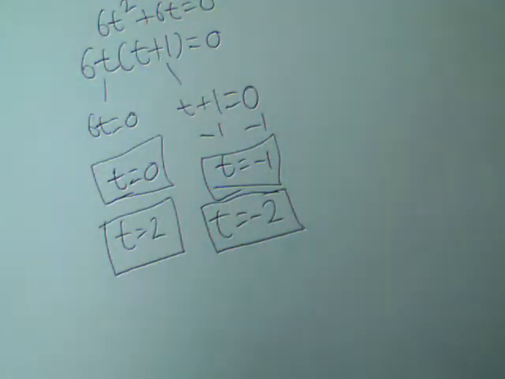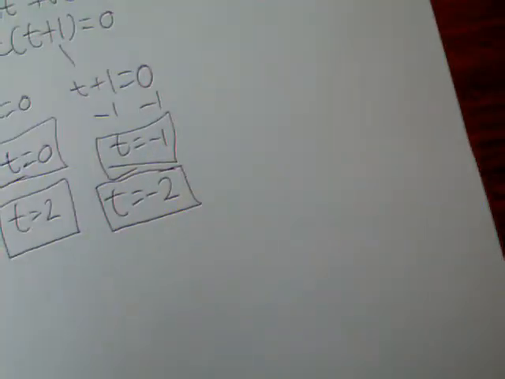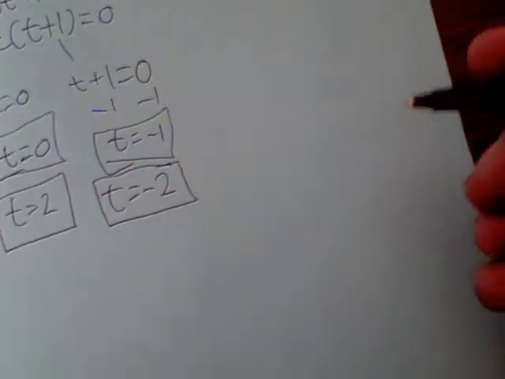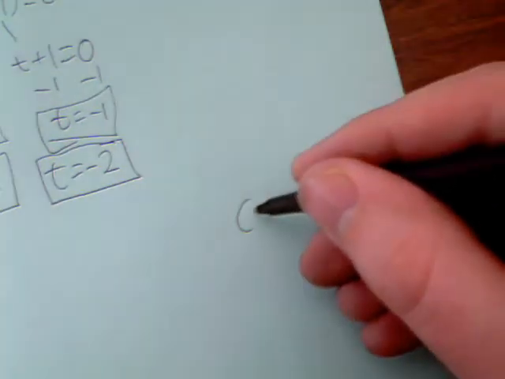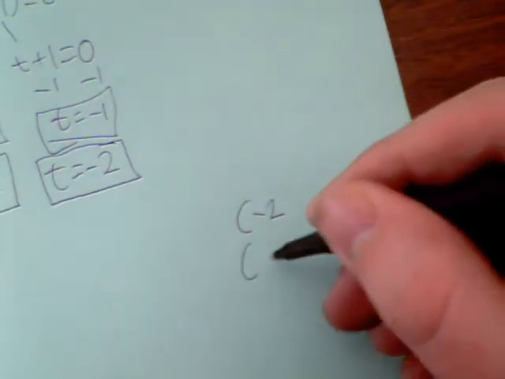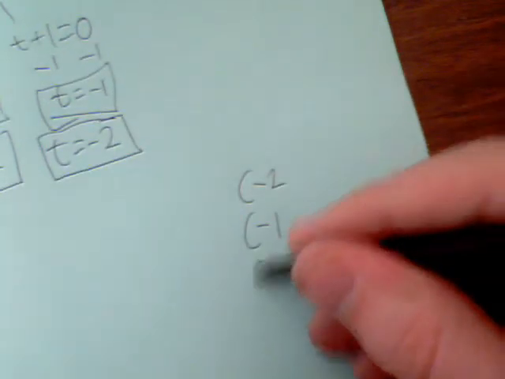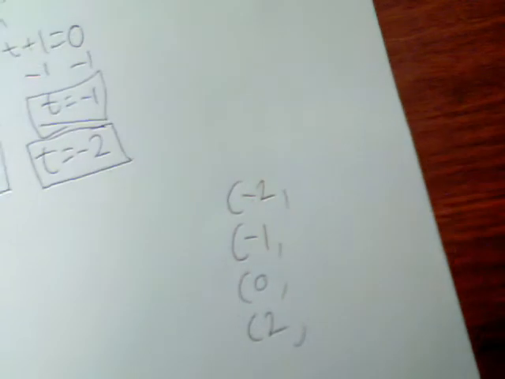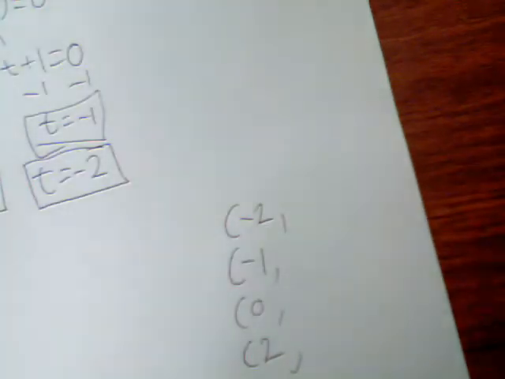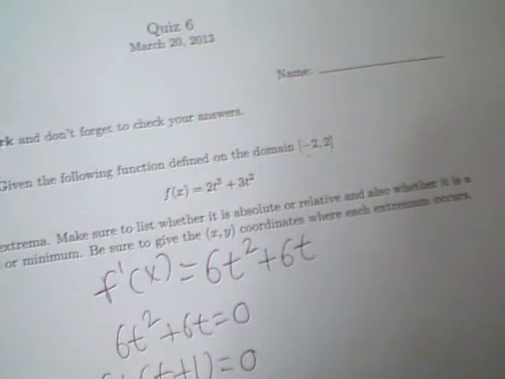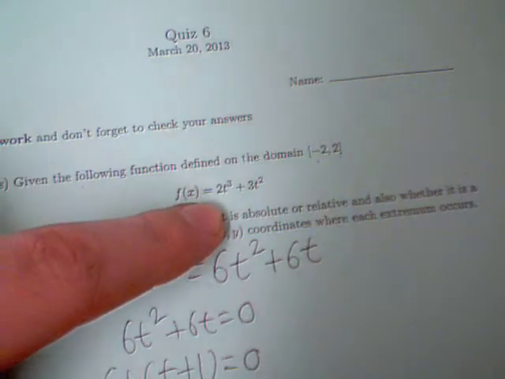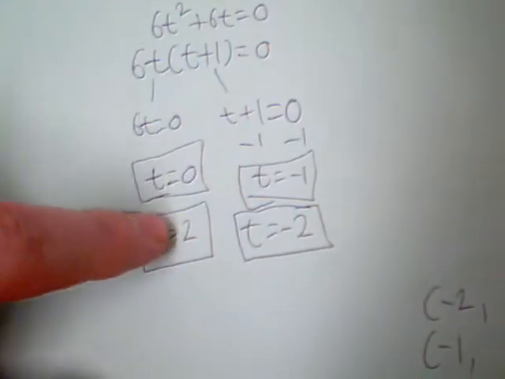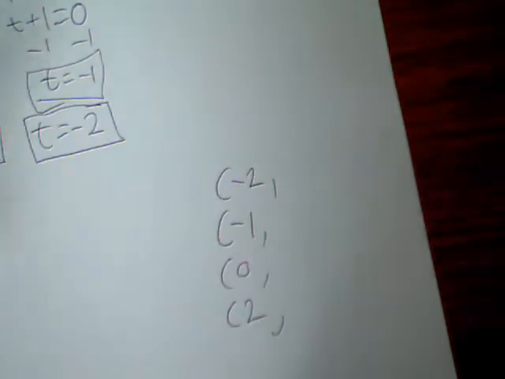So we've got these t values. We want to make a list of points. From -2 goes next to -1, to 0, to 2. Well, we want to get our output values here. We're going to do that using our original function. So use the derivative to locate our critical points, but our y values still come from our original function.